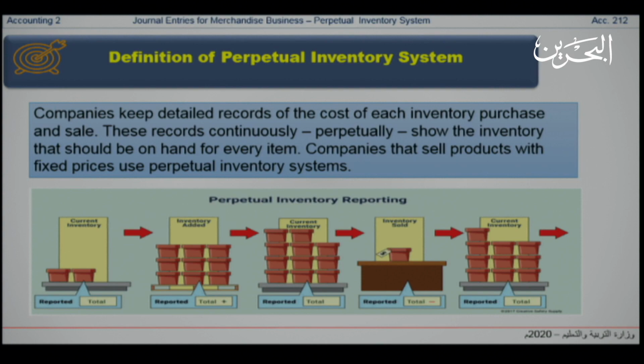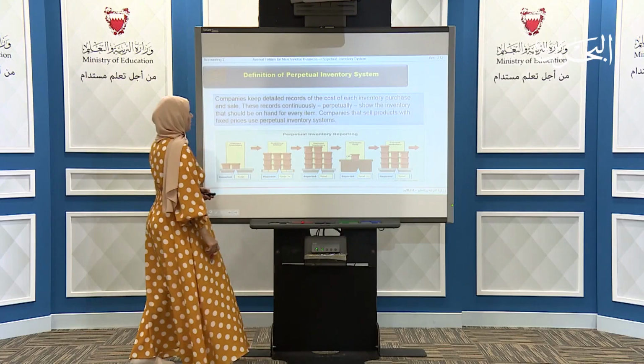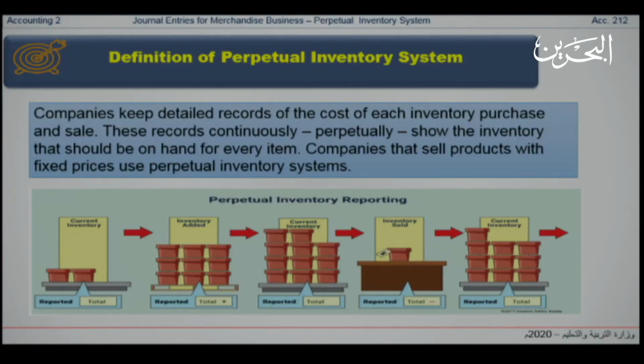Shifting to the definition of the perpetual inventory system. Companies keep detailed records for the cost of each inventory purchased and sold. This record continuously, or perpetually, shows the inventory that should be on hand for every item. Companies that sell products with fixed prices use this type of system, which is the perpetual inventory system.